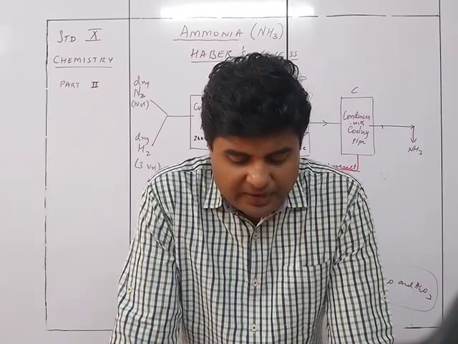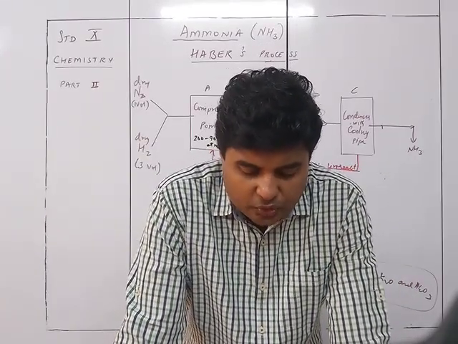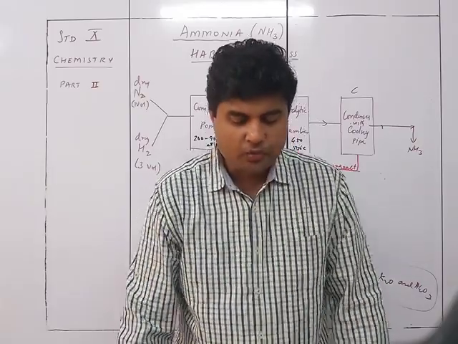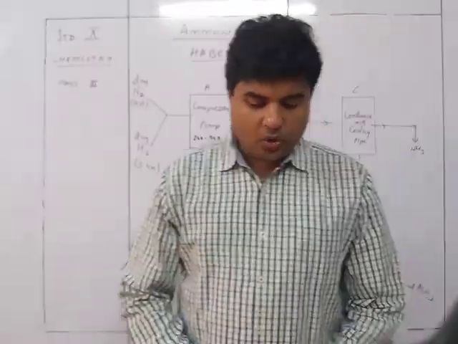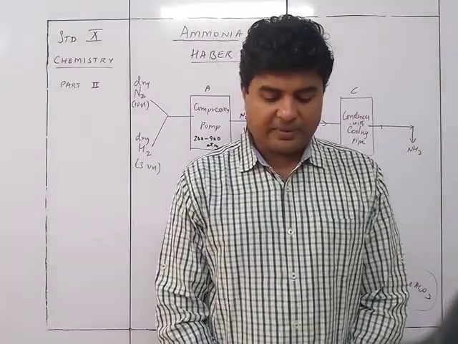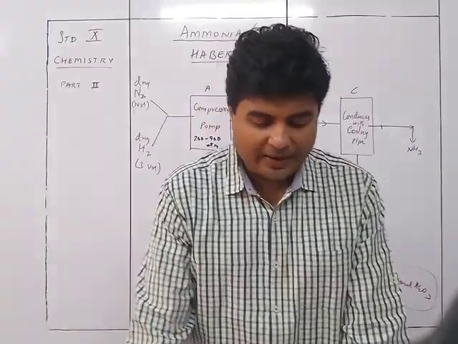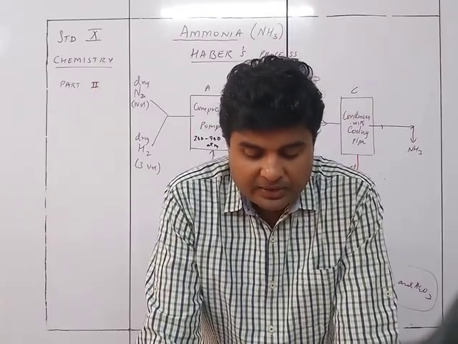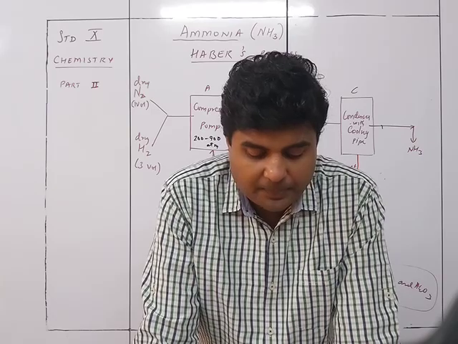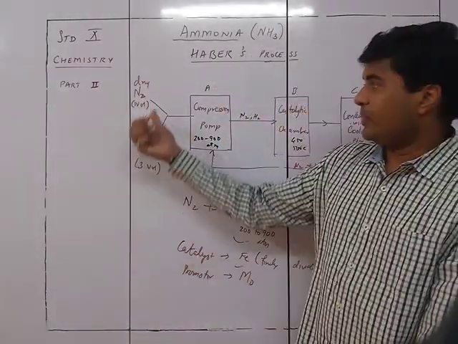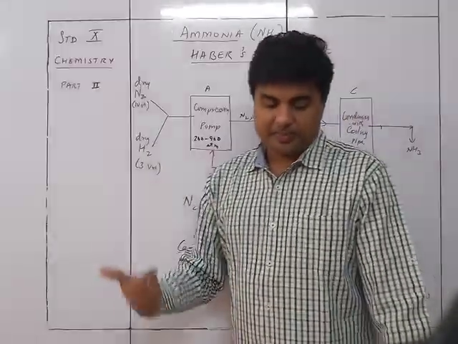Pressure wise, an optimum pressure of 200 to 900 atmosphere is used during the process. If a reaction proceeds with decrease in volume, then the forward reaction is favored by increasing the pressure. So 1 volume of nitrogen and 3 volumes of hydrogen will give you 2 volumes of ammonia, so the forward reaction is favored by increasing the pressure. So if you increase the pressure by keeping this in the ratio 1:3, you are able to increase the yield.